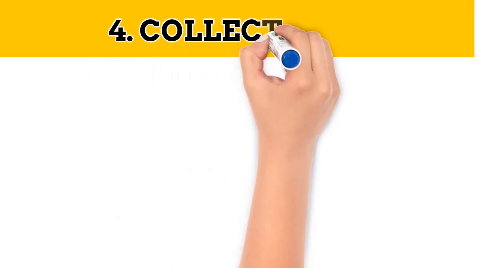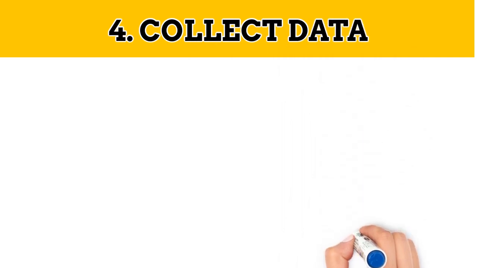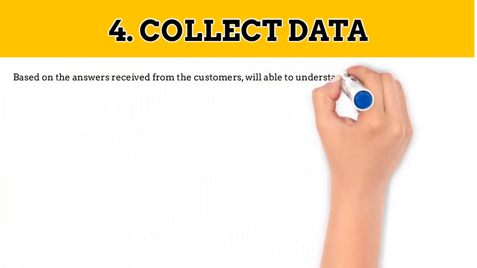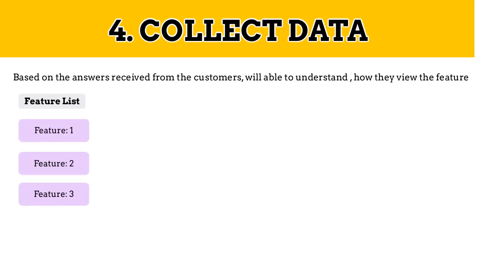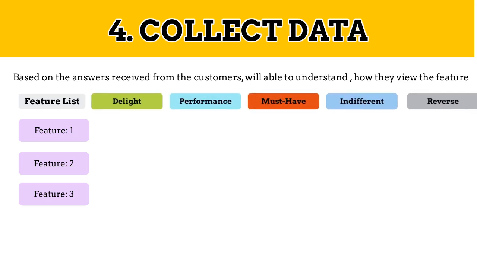Step 4 is to collect your data. Based on the answers we have received from the customers, you will be able to understand how they as a unit view the feature which you have under consideration. So let's take an example. Suppose you are considering implementing three features and you survey 10 customers. Your data will look like the table which you are seeing on the screen.